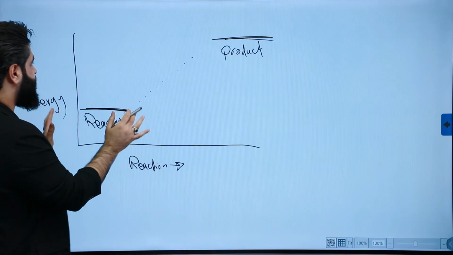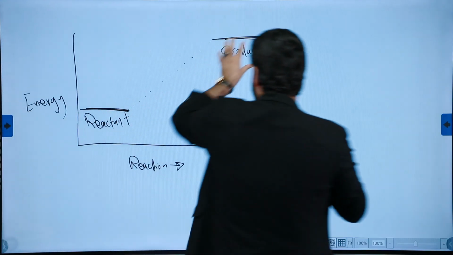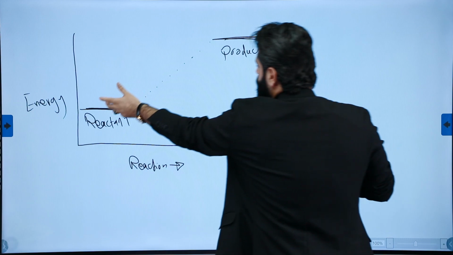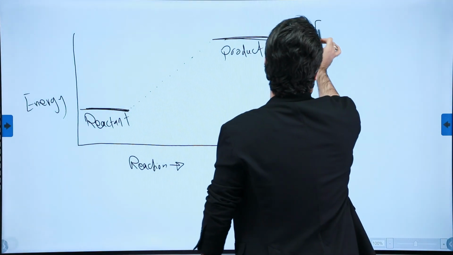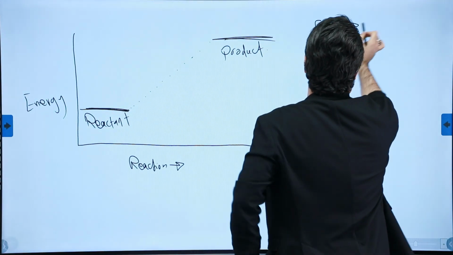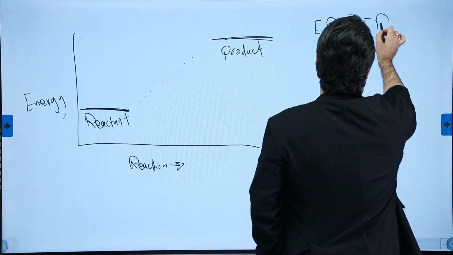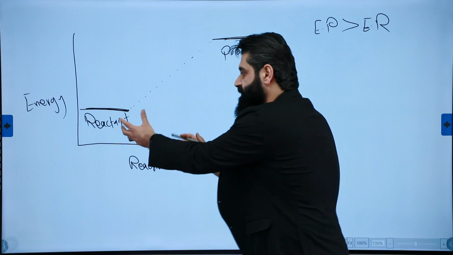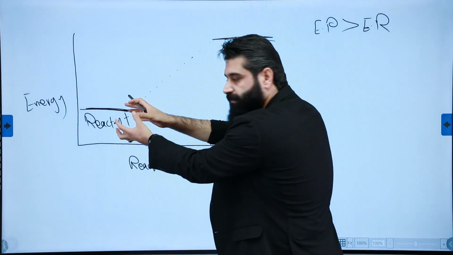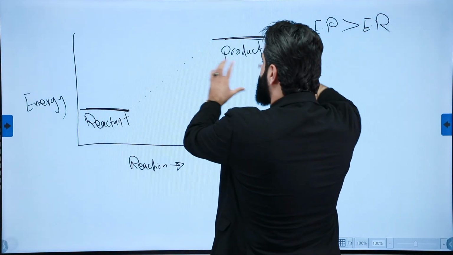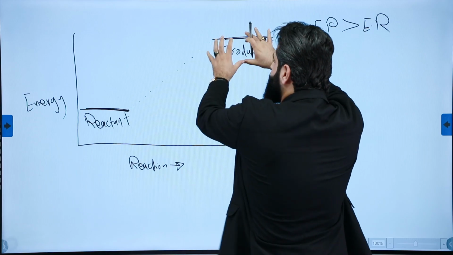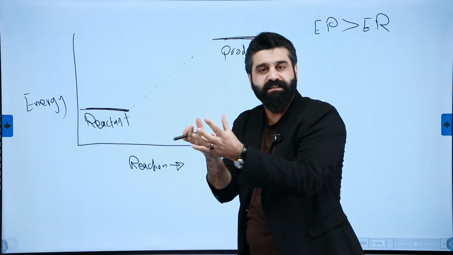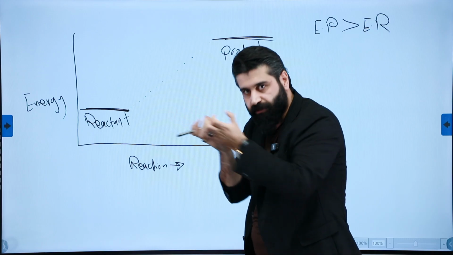Let's compare their energy levels. First of all, energy of product is greater than the energy of reactant. Energy of product is greater than the energy of the reactant. Good. It means reactant has absorbed an amount of energy to approach here. This is called endothermic. Endothermic.